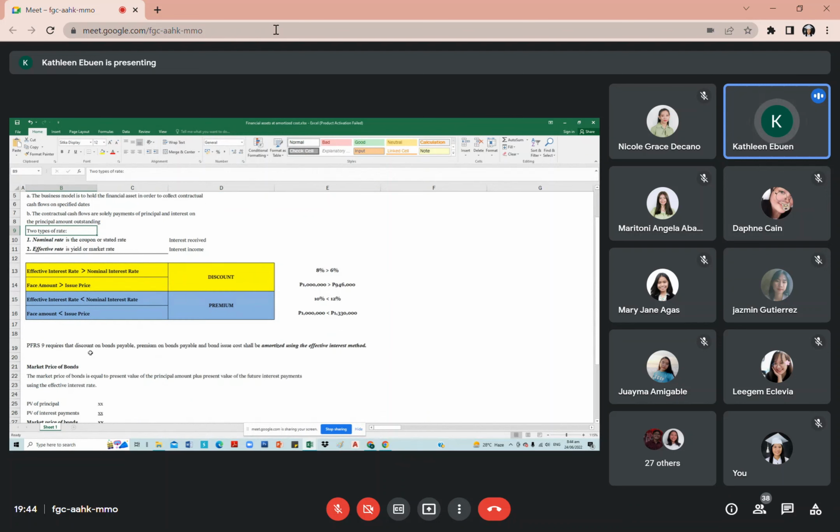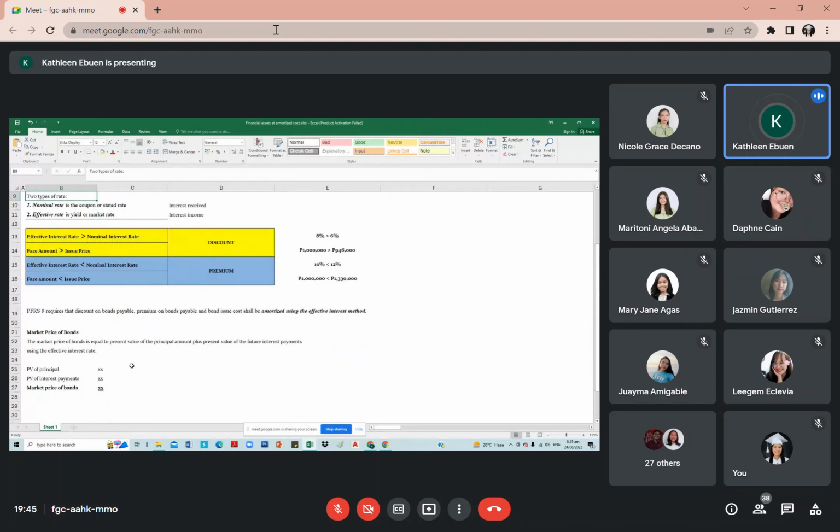Okay, so PFRS 9 requires that the discount on bonds payable and premium on bonds payable and bond issue cost shall be amortized using the effective interest method. So, i-discuss na din natin dito yung effective interest method. Okay, so isa pang tinatanong class sa investment in bonds is the market price of bonds. So, to compute for the market price of bonds, yan daw ay equal to the present value of the principal amount plus the present value of the future interest payment, using the effective interest rate. So, diretso na tayo dito sa problem solving.